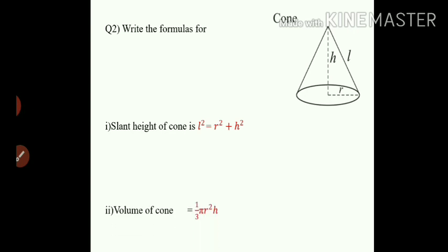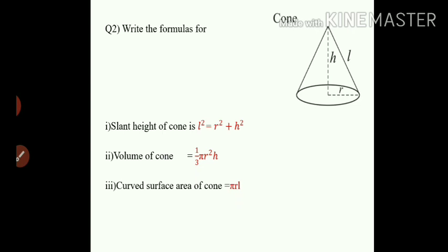Second one is volume of cone. So we know the volume of cone, the formula is 1 upon 3 pi r square h. Third sub question, curved surface area of cone. The formula is, please note down, pi r l. And we have the fourth sub question, that is total surface area of cone is pi r in bracket radius plus height, means r plus h.